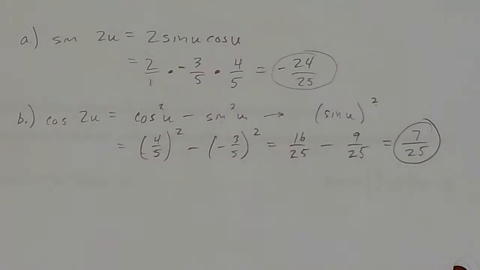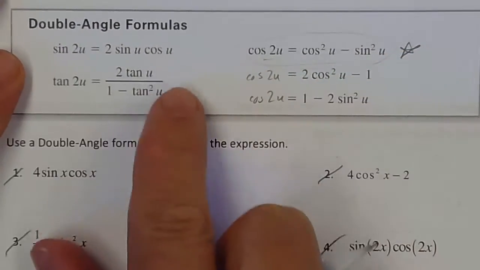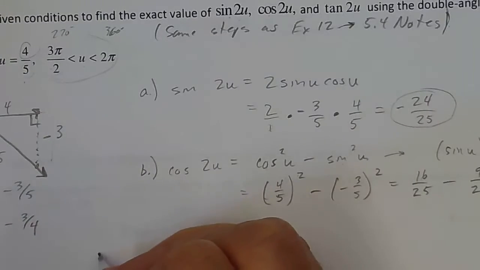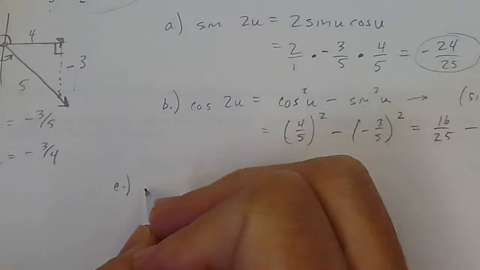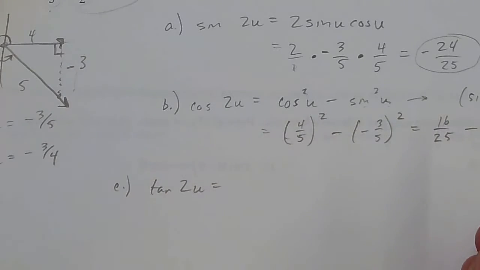Okay, and so cosine has 3. Like I said, this is my recommendation. Tangent doesn't, sine doesn't. We just use the one we're given. All right, so moving on to the tangent of 2 theta. So tangent of 2u equals, now it's right there on the paper. I'm not going to rewrite the formula here. Let's just jump right into it.